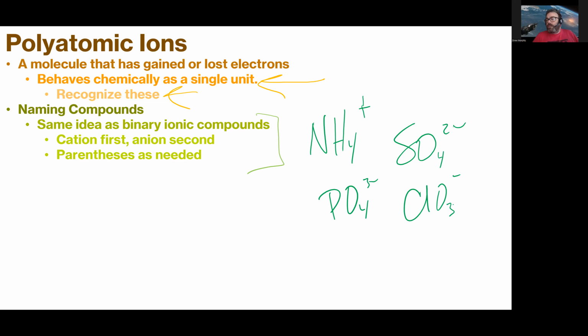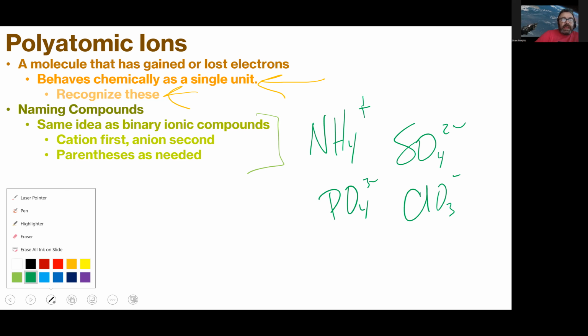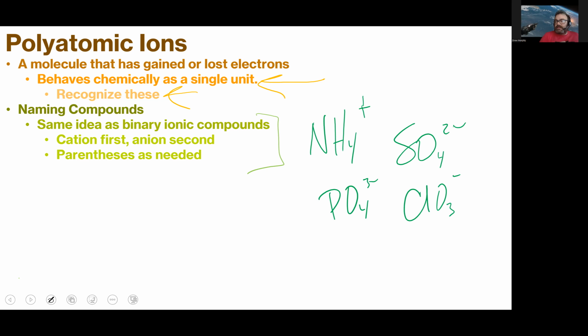When we're writing formulas of compounds with these things, we'll treat them exactly the same way. So like if we had an NH4 plus and a Cl minus, let me write this out instead of just saying it, these guys will make a compound together, NH4Cl. One of those and one of those.